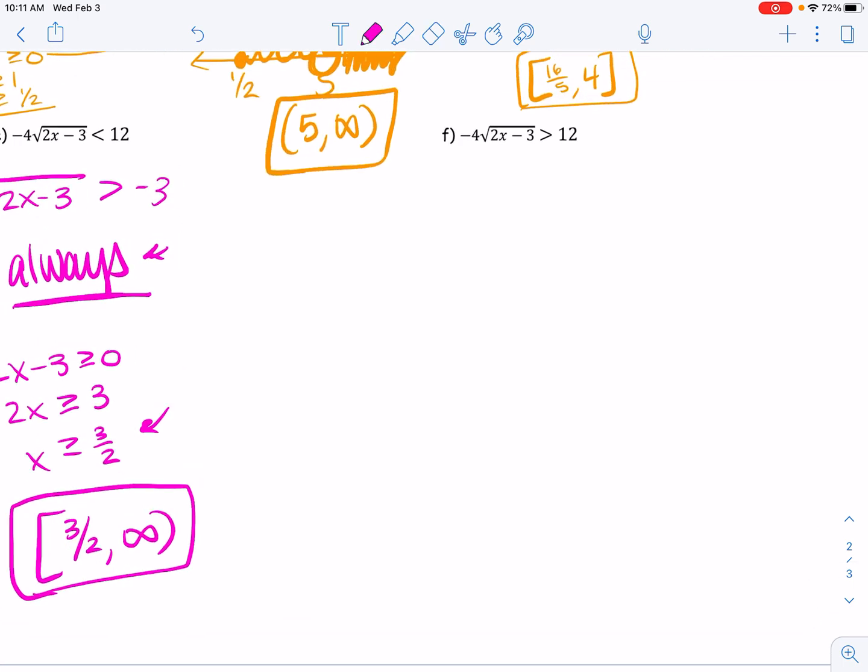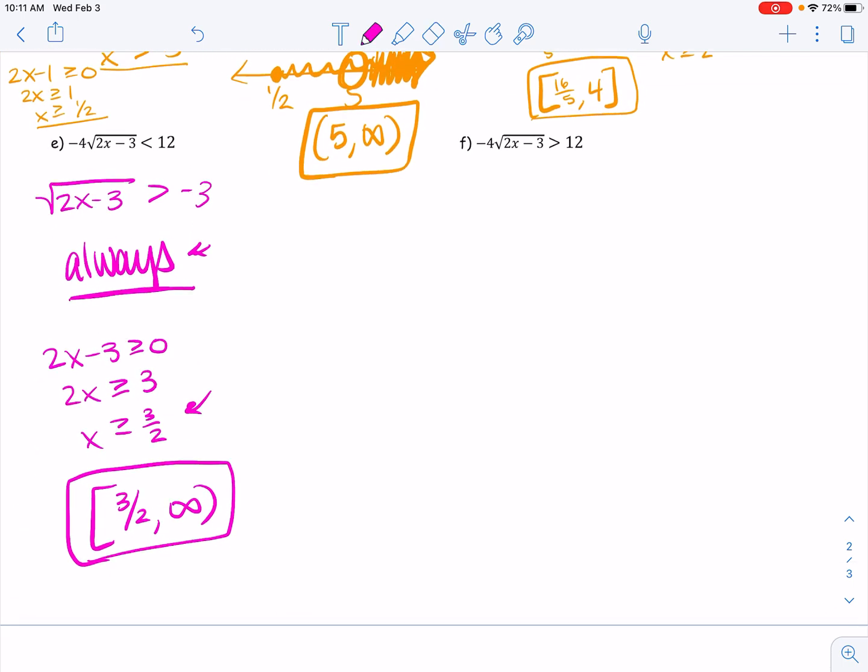And then look at the F. It's the same exact problem, but the sign is flipped. So when we divide, we flip the sign again. So now that 2x minus 3 is going to be less than negative, not negative 4, negative 3. And so then I think about this. When can the square root of a number be less than a negative? Never, right? No solutions.